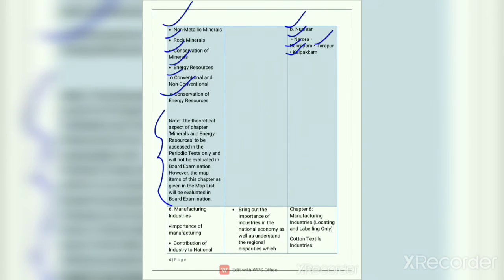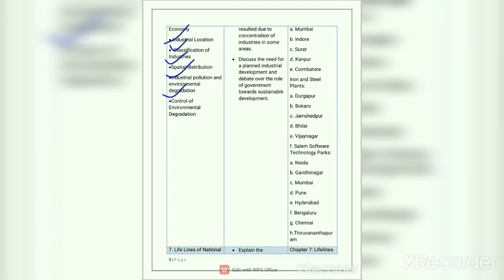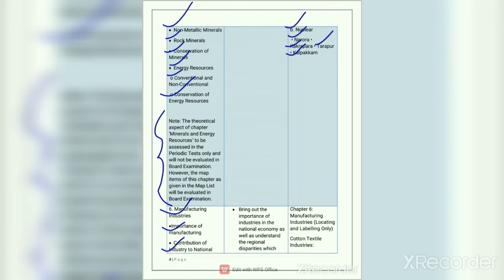The next chapter which is there in term 2 is manufacturing industries. From this chapter you should do the importance of manufacturing, so you should know the importance of manufacturing, then contribution of industry to national economy. Then next point, industrial location, classification of industries, spatial distribution, industrial pollution and environmental degradation, and control of environmental degradation. So now let us see the learning objectives of this chapter.